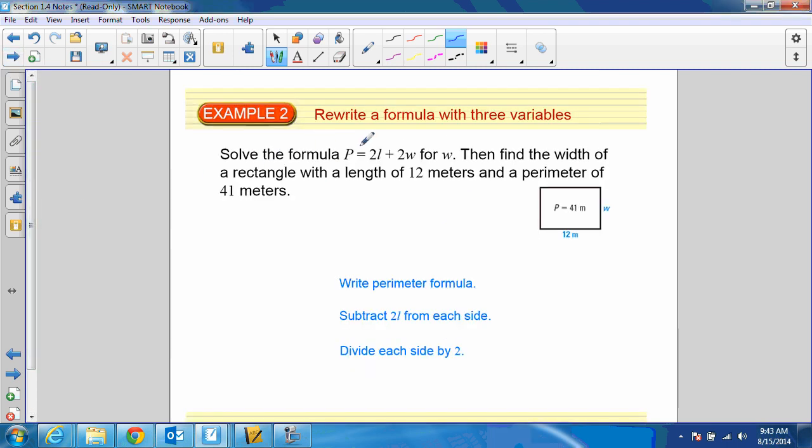Solve the formula P equals 2L plus 2W for W. And notice I'm not even looking at the numbers yet. I just want to be able to get a variable by itself. So I have P equals 2L plus 2W.